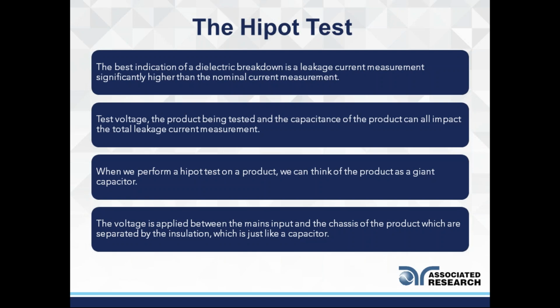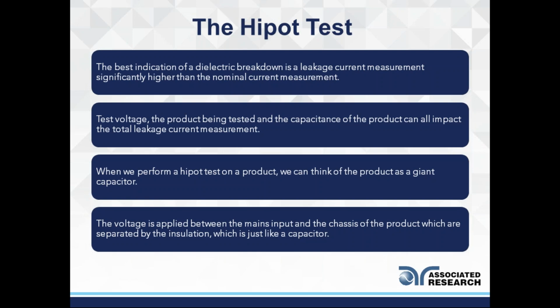The test voltage, the product being tested, and the capacitance of the product can all impact the total leakage current measurement, meaning that if a product is highly capacitive, there may be other things to consider, because it may leak a higher amount of current compared to a product that is not highly capacitive. So all these factors do influence the result of the Hipot test.